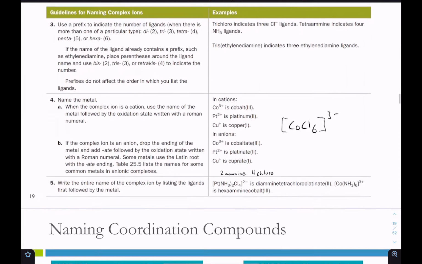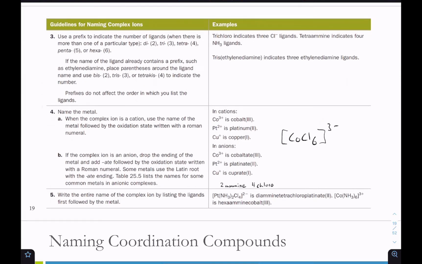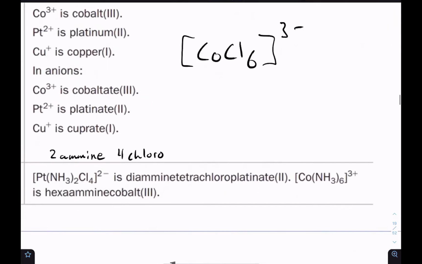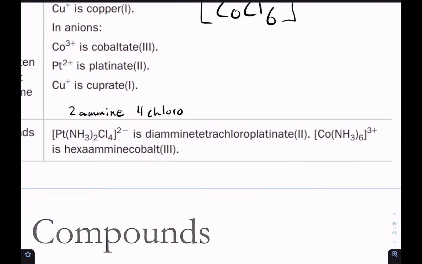So you write the entire name of the complex ion, listing the ligands first in alphabetical order, then the identity of the metal cation. There's a couple examples here. So it's a platinum metal cation, but that's last in the name. We list these in alphabetical order. So the diamine comes first, because there's two amine groups. And then the tetrachloro comes next. It's 4 chlorides. And then because the overall charge of the complex ion is negative, it's platinate. And this 2 is not that negative charge. It's the positive charge of that platinum ion.